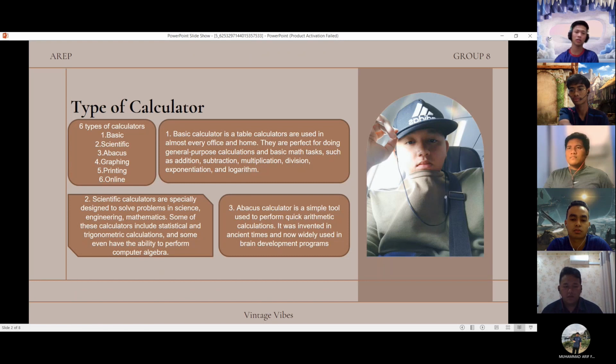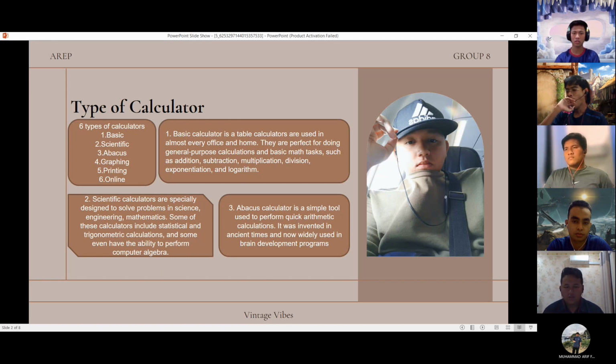Scientific calculator, especially designed to solve problems in science, engineering, mathematics. Some of these calculators include statistical and trigonometric calculation, and some even have the ability to perform computer algebra.